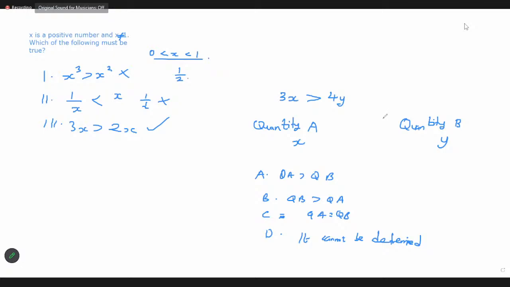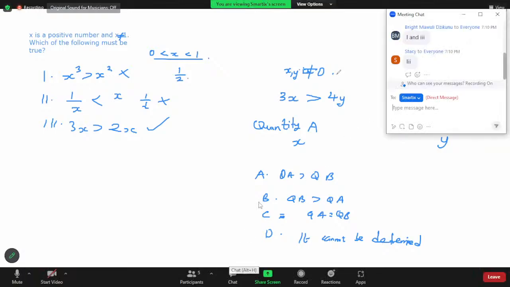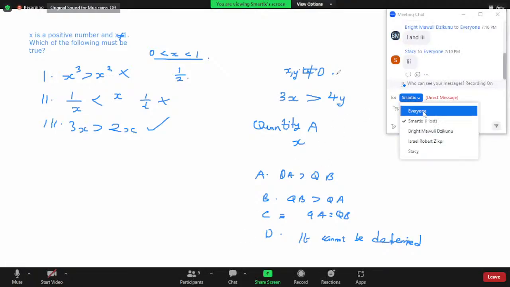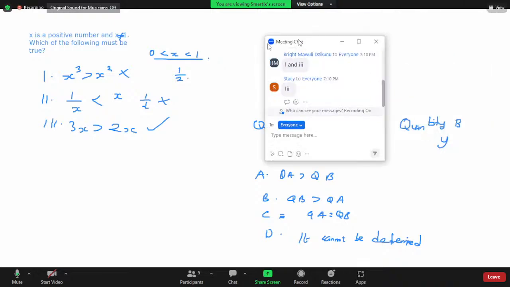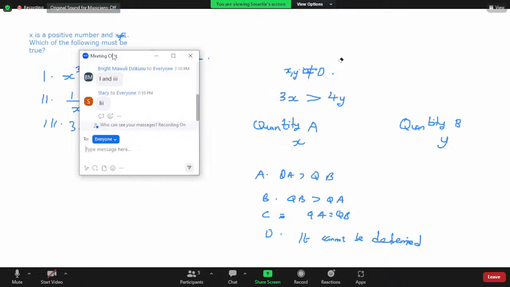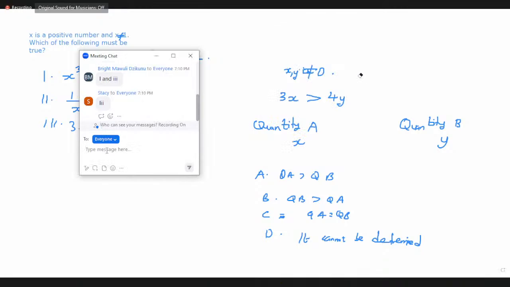All right. So 3x is greater than 4y, and x and y are not equal to 0. Okay. Let's go quickly. Do you understand the question? Yes. Okay. So answer in the chat quickly: A is greater than B, B is greater than A. Let's be fast.